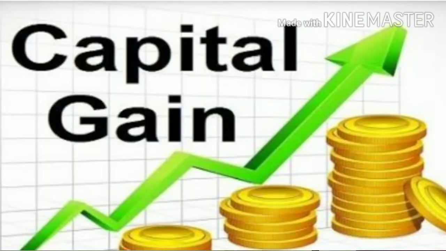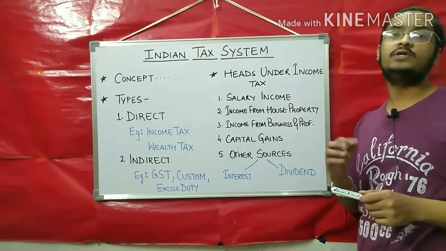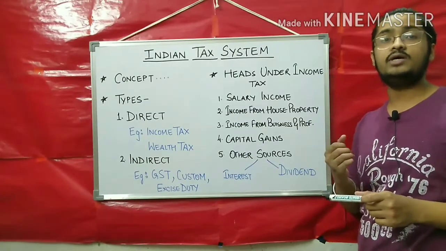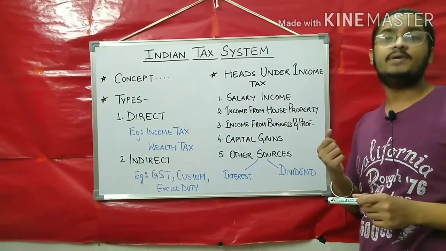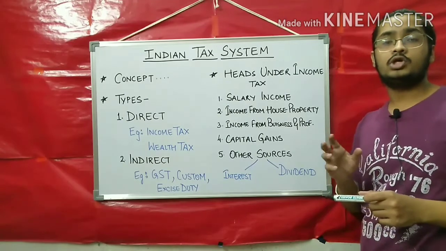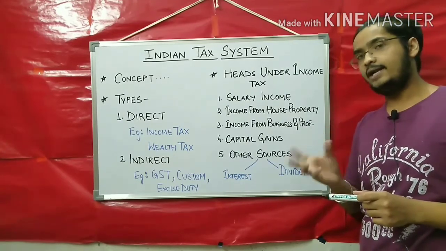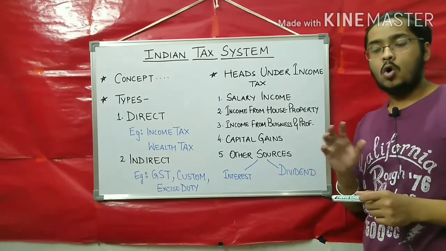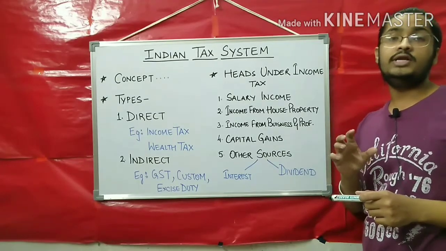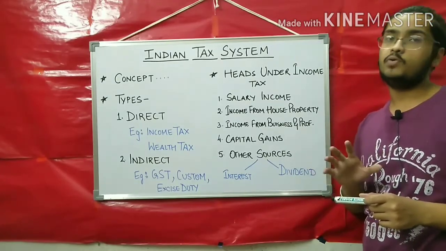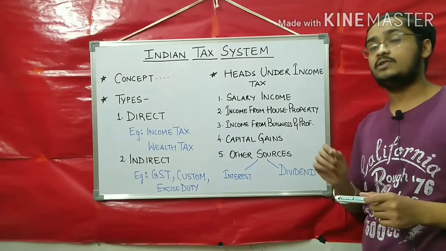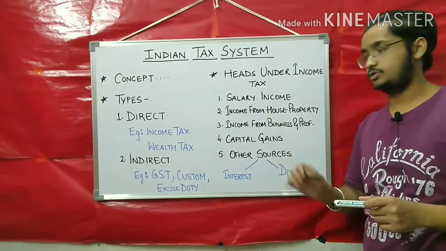Fourth, capital gains. Capital gains mainly refers to any type of gain or revenue that you obtain from capital sources. It includes both your short-term capital gain and long-term capital gain. On both, you need to pay the taxes that are imposed on it. Hence, capital gain is also taxable in nature.